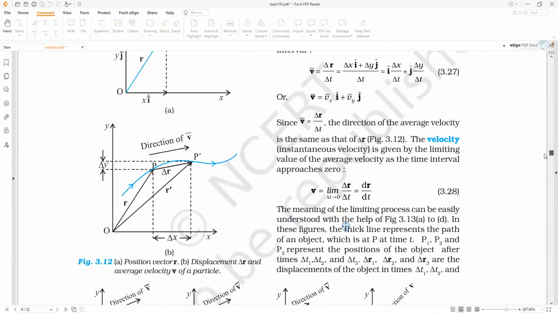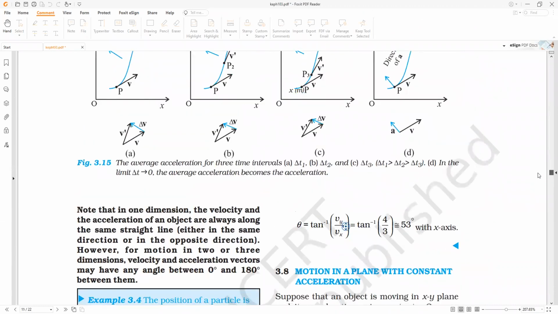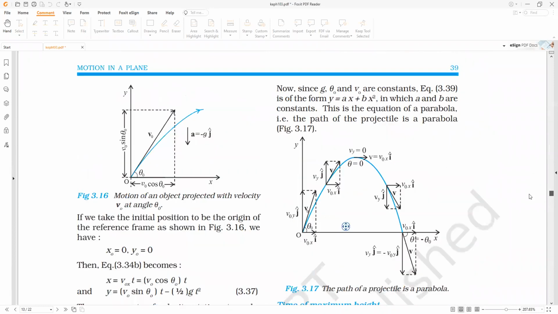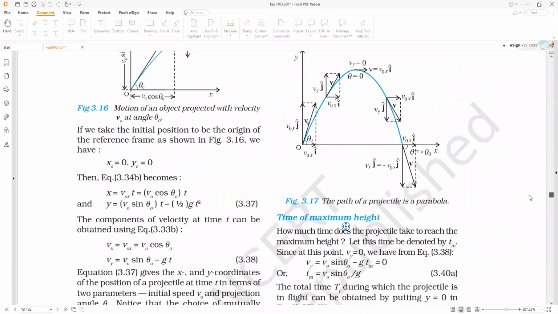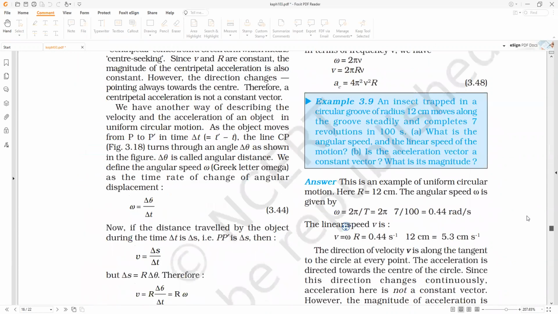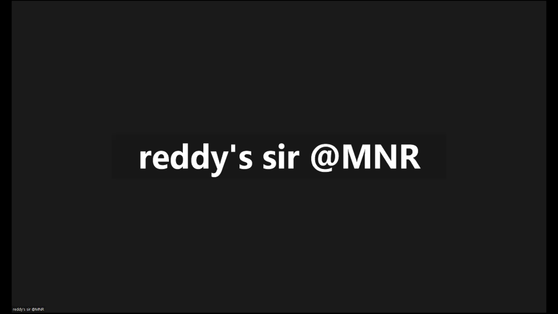Then motion in a plane with constant acceleration, and projectile motion. This is the most important one for NEET as well as JEE. Projectile motion, then circular motion, and this chapter will be completed. So till here you complete it. Take the book. I think many of you have already purchased the books. Am I correct? So it is okay. Take your time, 2 or 3 days, definitely.